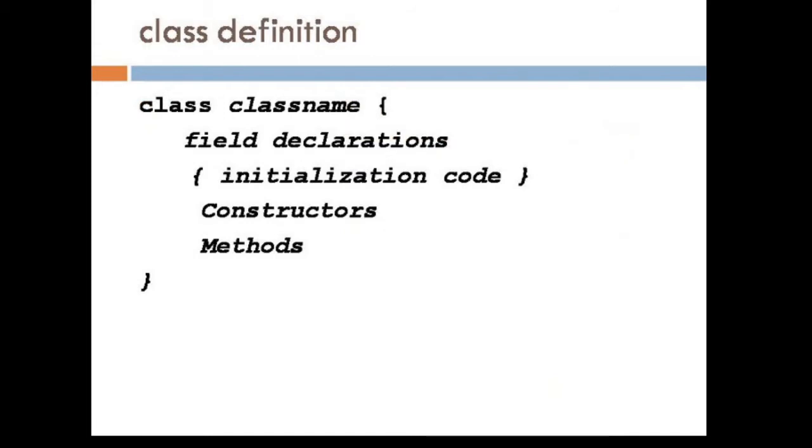Now, what is the class definition? In order to understand polymorphism and inheritance, we must know how a class is defined. A class is defined with the help of the class keyword. After that, we place the name of the class, and then the field declarations and the initialization code, that is the constructors. I've already dealt with these things in our earlier videos. And then there can be methods.